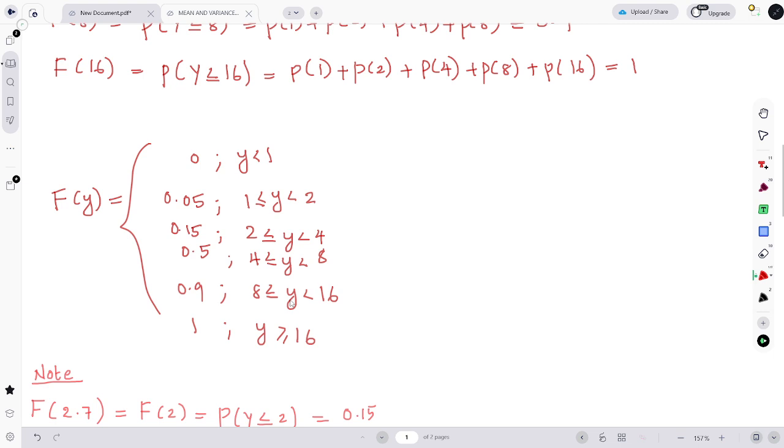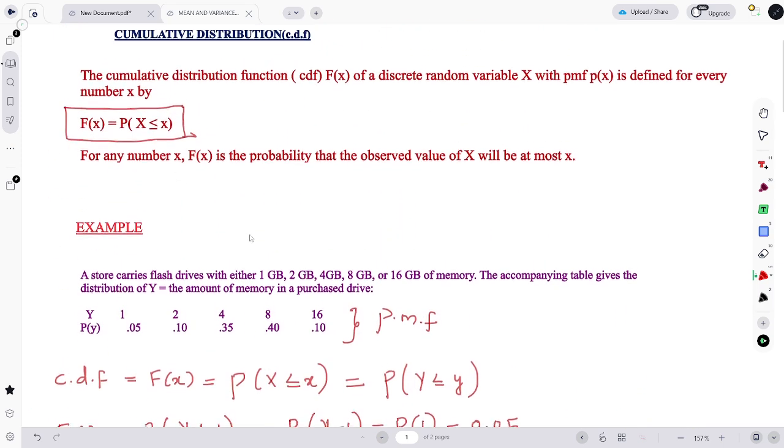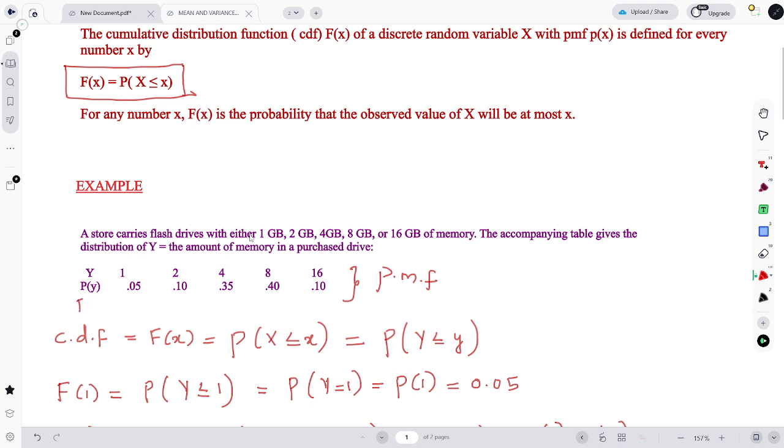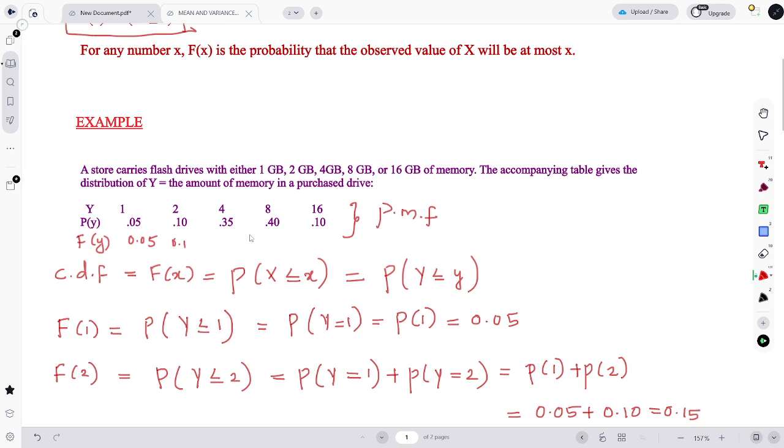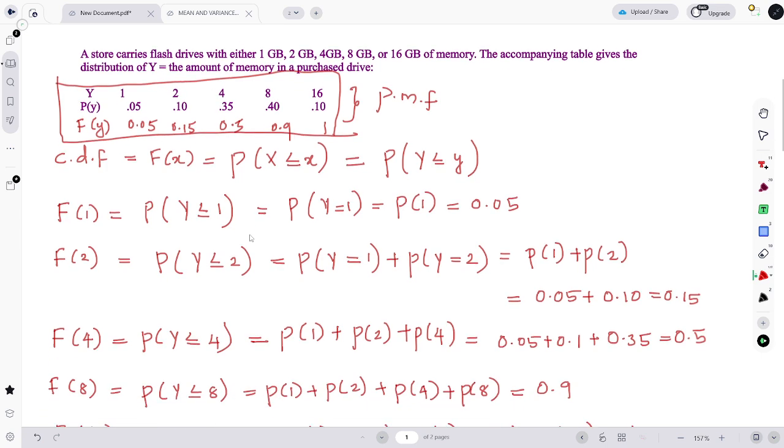So we can write the CDF in function form, or you can write it in table form, like you can write capital F of y here and just write the values 0.05. Then what is the next value? 0.15, then 0.5, 0.91. So you can write it like this, or you can write it as a step, meaning function form.